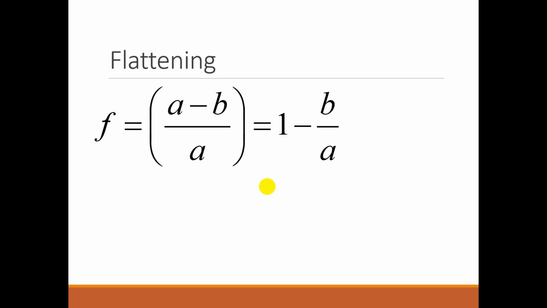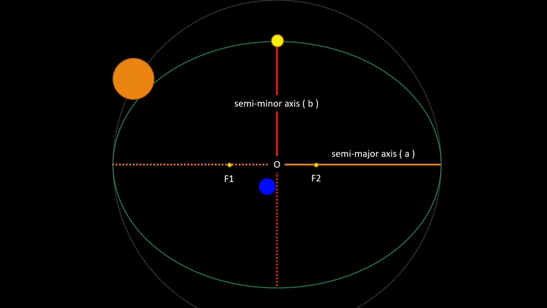But what is flattening? Flattening is the measure of the compression of a circle or sphere along a diameter to form an ellipsoid. Okay, that's the formula for F or flattening. So the imaginary sphere is the flattening.